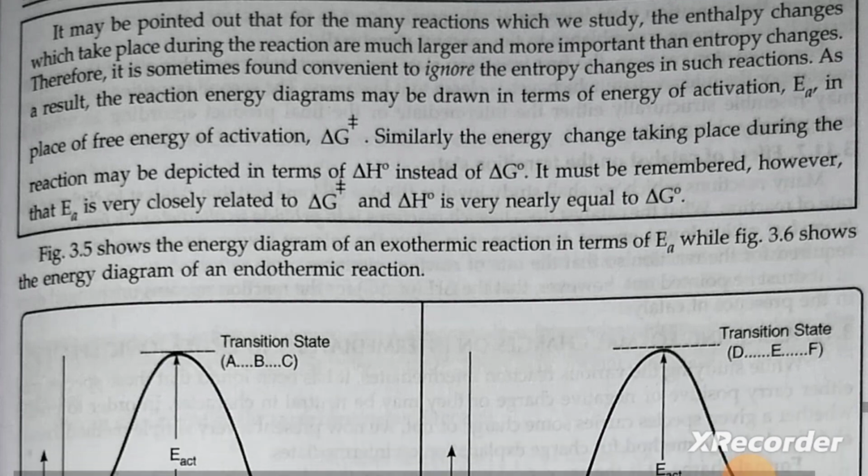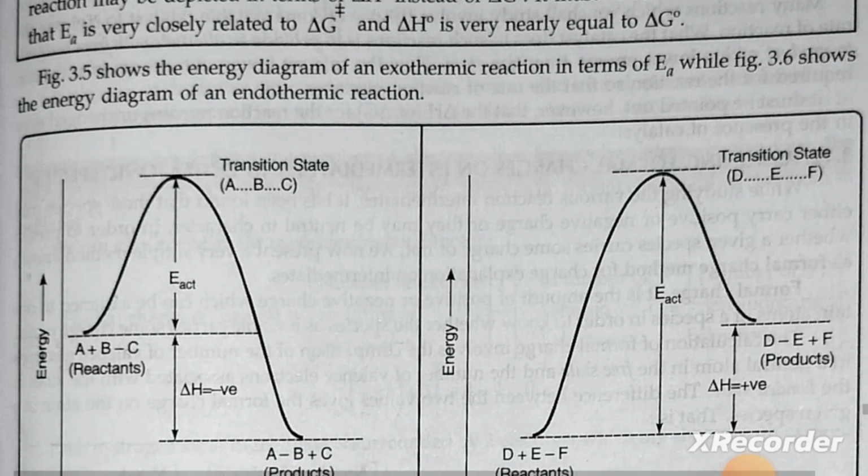Figure 3.5 shows the energy diagram of an endothermic reaction in terms of EA, while figure 3.6 shows the energy diagram of an exothermic reaction.